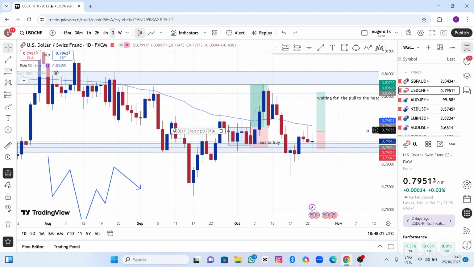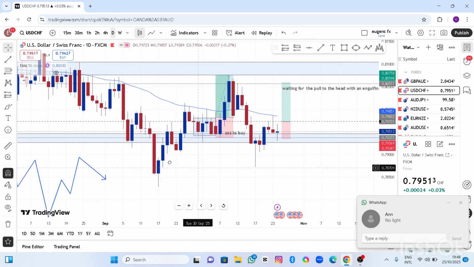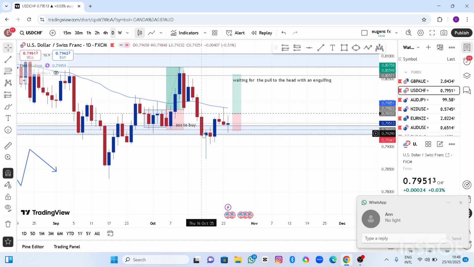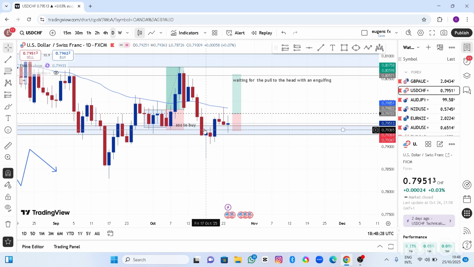So on the daily, you can see there's a pin bar here. On the 4 hour, after the market took liquidity here, we have a bullish engulfing here. Now we're having the retest. As you can see, the market slowed down as it's retesting. So we're expecting the push this week.